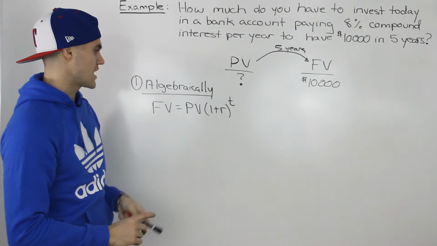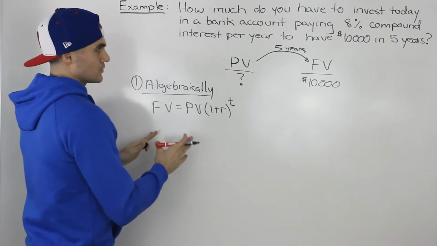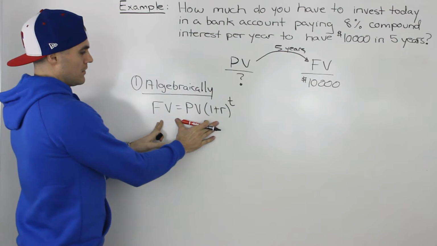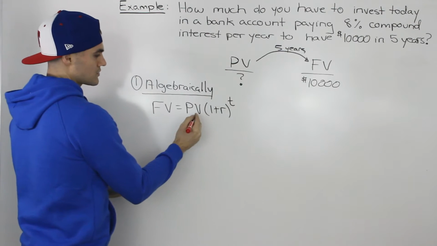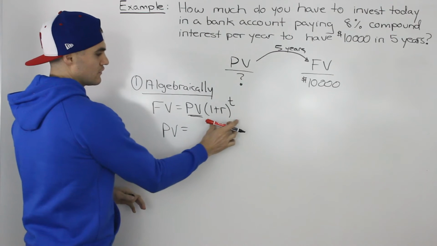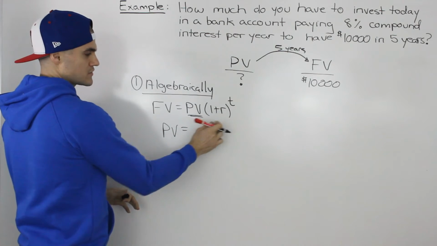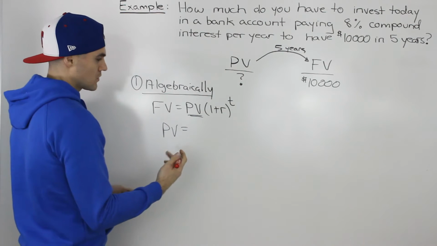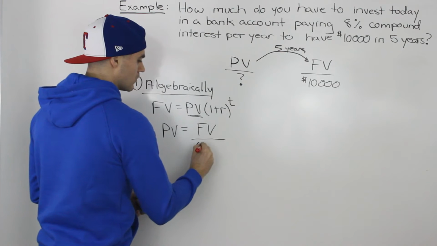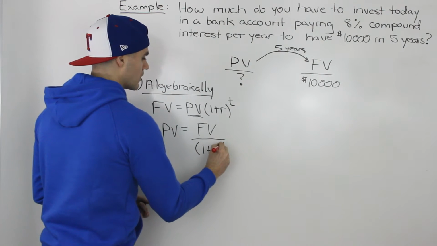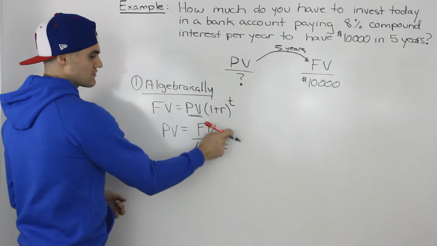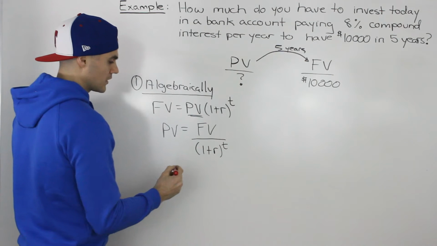The first way I'm going to show is algebraically. Because this is compound interest, we're using the compound interest formula here. But instead of solving for the future value, we're now solving for the present value. So we can rearrange this formula by dividing both sides by 1 plus r to the power of t to isolate for that present value, which is what we're solving for. So we would have the future value divided by 1 plus r to the power of t. And now we can solve for the present value. Basically, this is the present value compound interest formula.